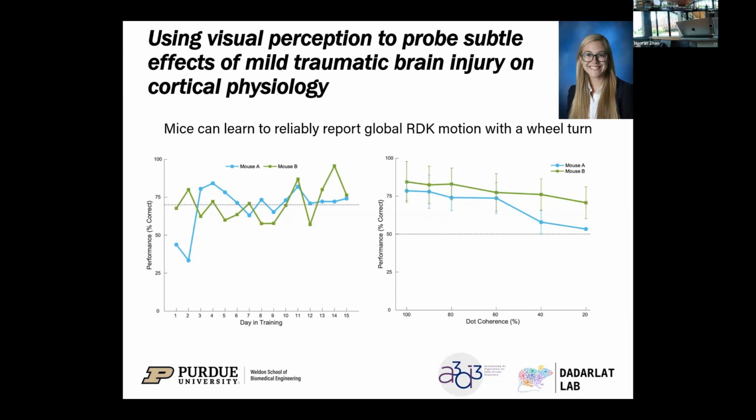So, which would make sense. If all the dots are moving in the same direction, it's a lot easier to tell what direction they're moving in rather than if the coherence was smaller. And so she does see a drop off as the coherence decreases there with her mice.